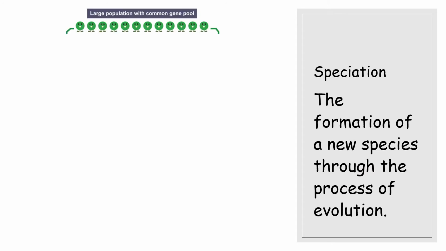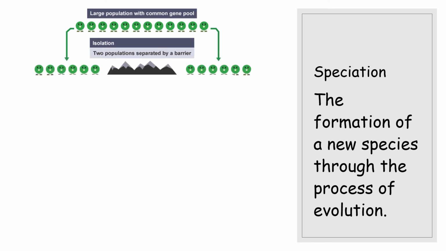So we'll talk you through the stages of speciation, and we start with these little pea body guys. They are a large population with a common gene pool. They can successfully breed with each other generation after generation. And what will happen is we'll get some form of isolation, two populations separated by a barrier. In this example we've got a mountain range, and you might say to yourself, well, a mountain range can't just appear. But when we're talking about evolution, this has happened over thousands or millions of years.